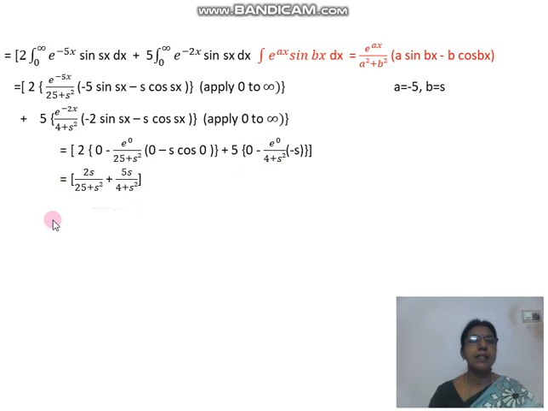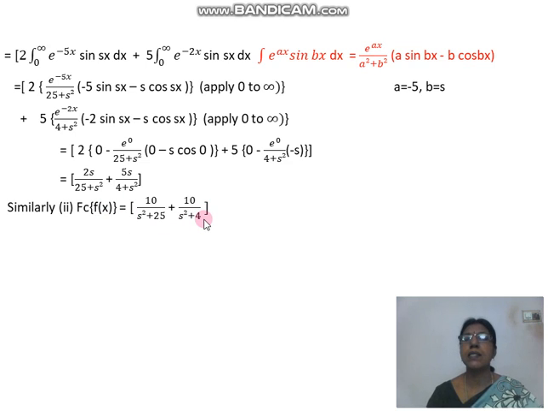Okay, this is the required value. Similarly, the Fourier cosine transform of f of x is 10 by s square plus 25 plus 10 by s square plus 4. Okay, leave it as homework. You write the formula for the cosine transform and do this, and you get this answer. Okay, you practice it.